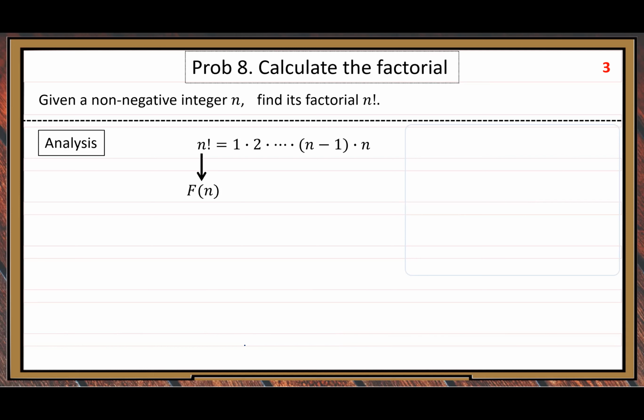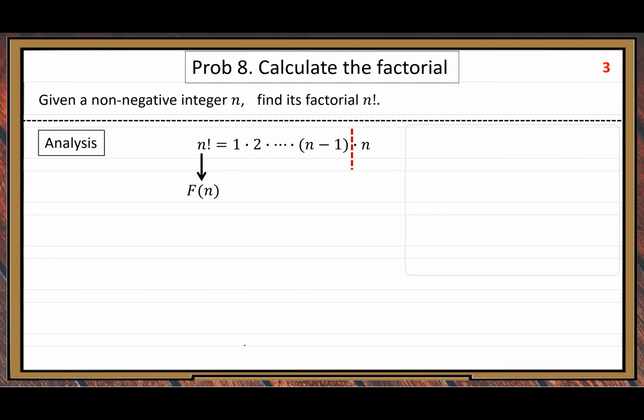This formula is not a recurrence formula, but we want to write a recurrence version for it. So let us use a new function called f of n equals n factorial. The product of the first n positive consecutive integers, that's our f of n.